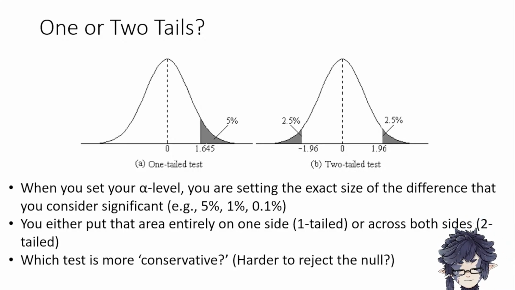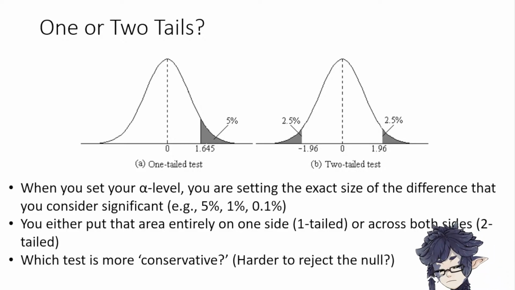Okay. Alright, so, when you set your alpha level, which by psychology standard is 0.05, you're setting the exact size of a difference you consider significant. This is when you're determining how big of a difference would be different for you. You can take that entire 5% and put it on one side, which is that one-tailed test, or you can split it into two and split it between both tails, the two-tailed test.